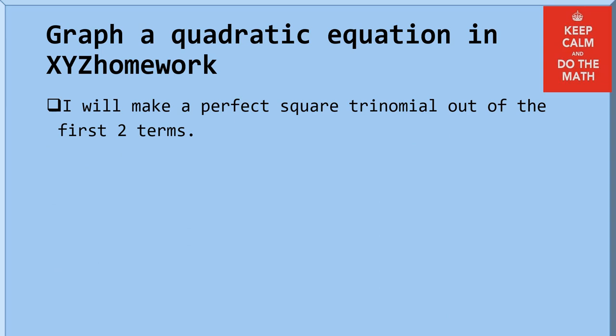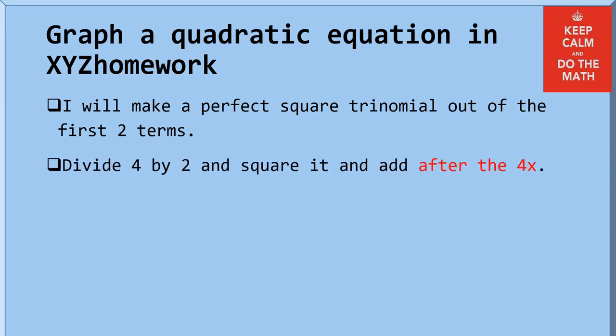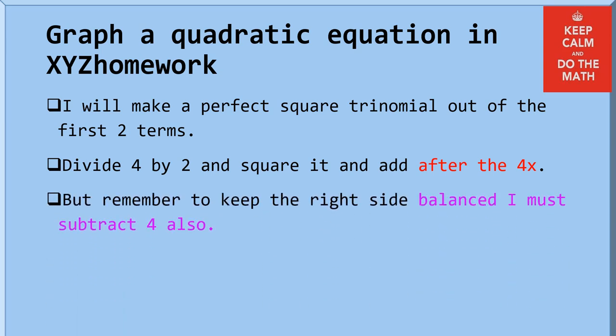I'm going to make a perfect square trinomial out of the first two terms. To do that, I divide 4 by 2 and square it, and I'm going to add that after the 4x. But I have to remember, to keep the right side balanced, I must subtract 4 also. So here's the equation. In red, I've added the 4 to make that into a perfect trinomial of x squared plus 4x plus 4. But to keep it balanced, I also subtracted 4 from that side.